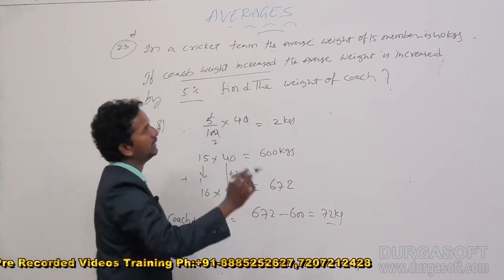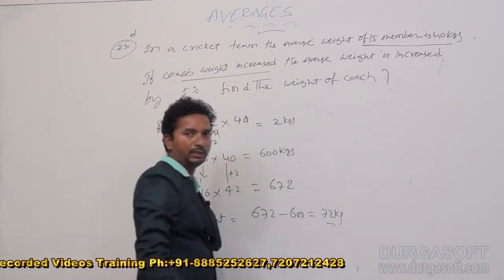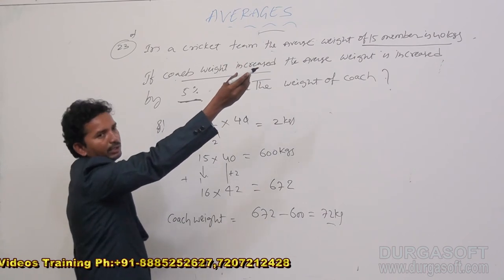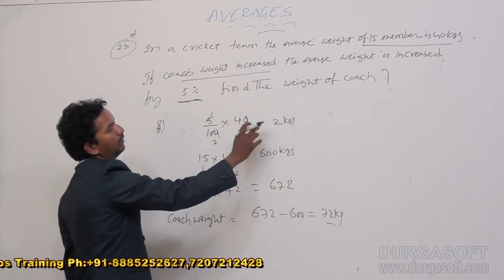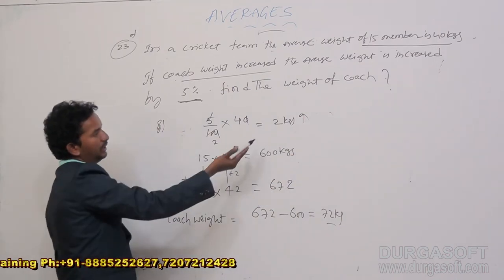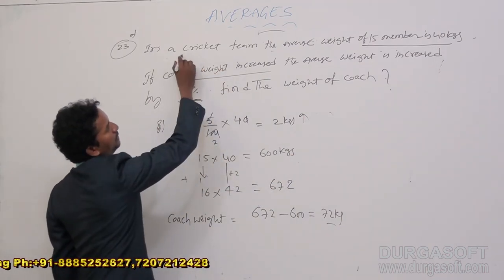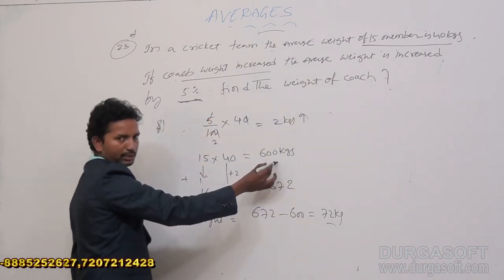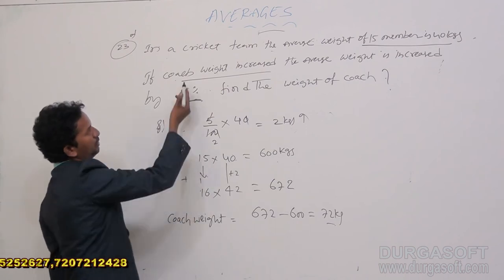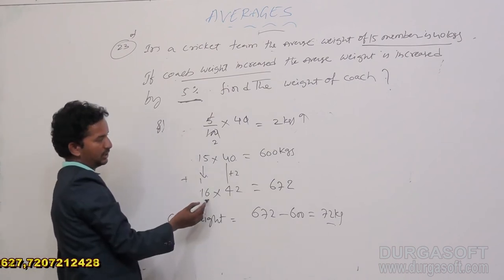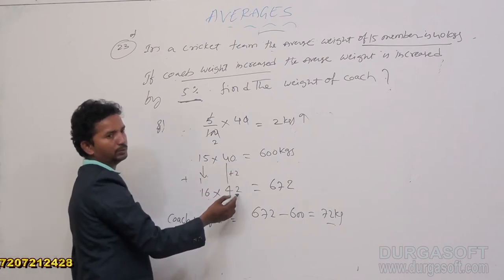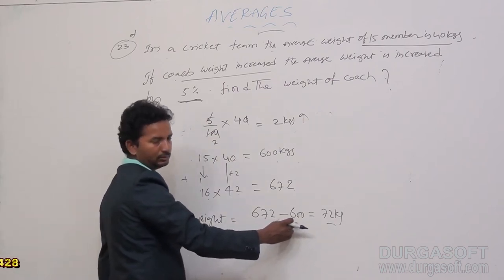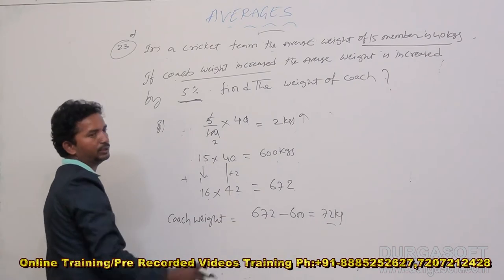Now one more, in the cricket team, the average weight of 15 members is 40, and 5% of 40 kgs is 2 kgs, which is the increase. Previously there were 15 members, so 15 into 40 is 600 kgs. Now one member, the coach, is added, making 16. The average increases by 2 kgs to 42, so 16 into 42 is 672. The coach's weight is 672 minus 600, which is 72 kgs.